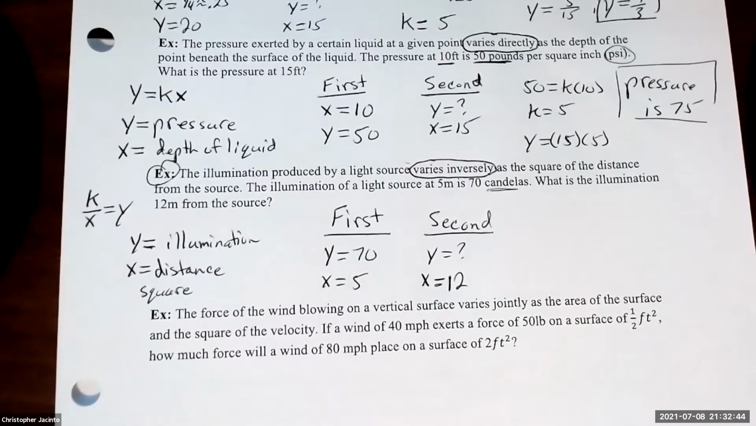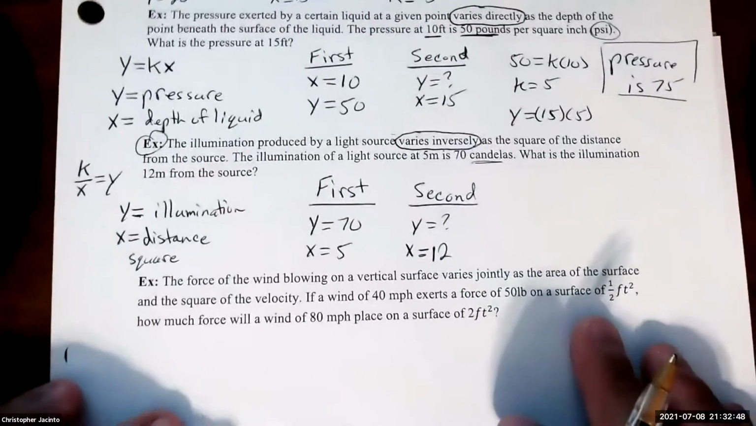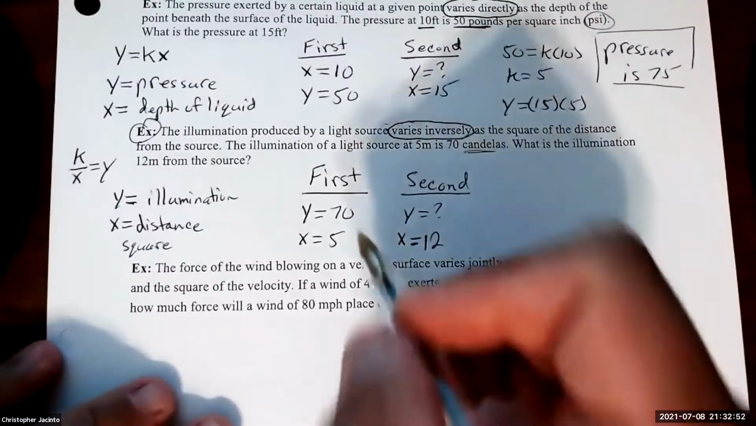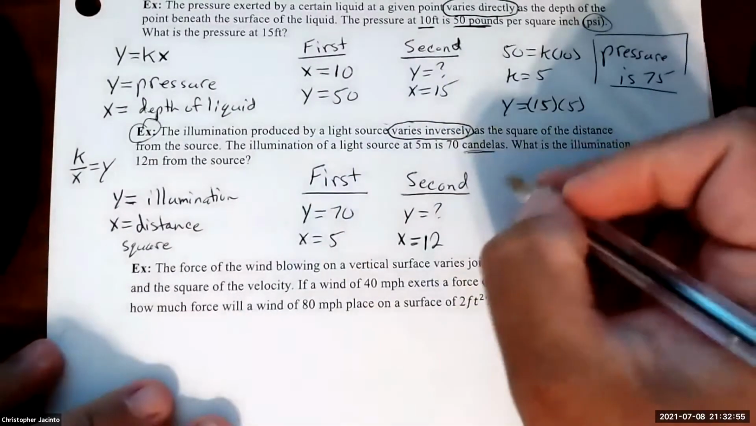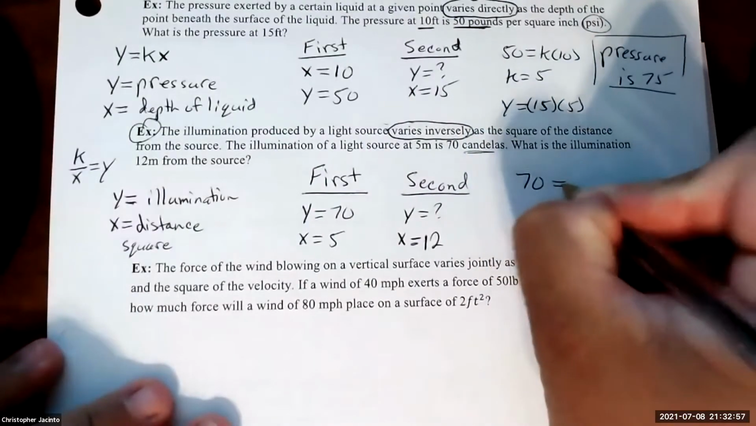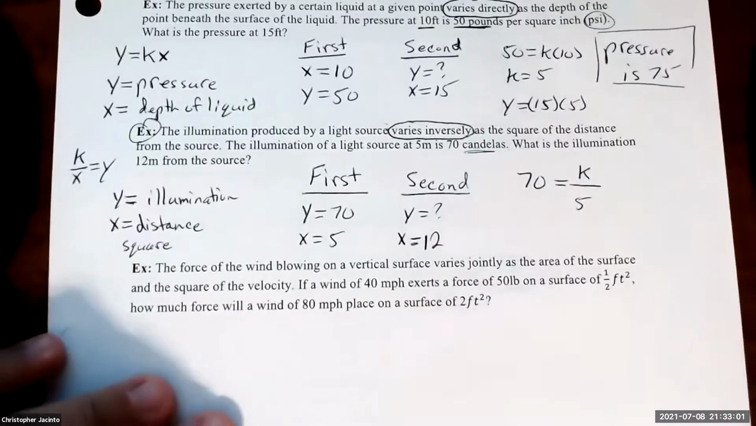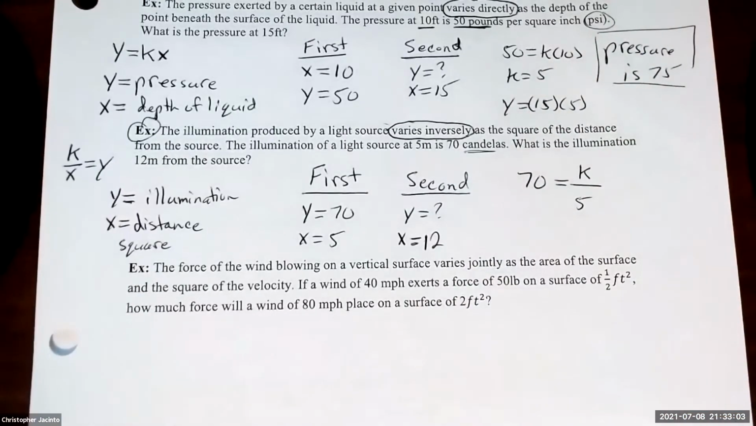Is everybody comfortable? Okay. All right. So the reason I said this was a little trickier is because when we set up this problem, we're going to have 70 equals K over 5, right? Not exactly.